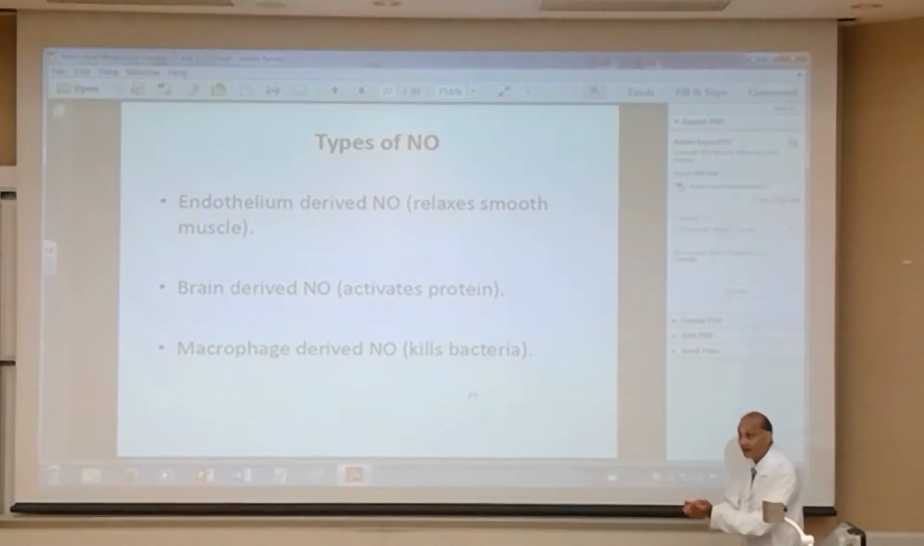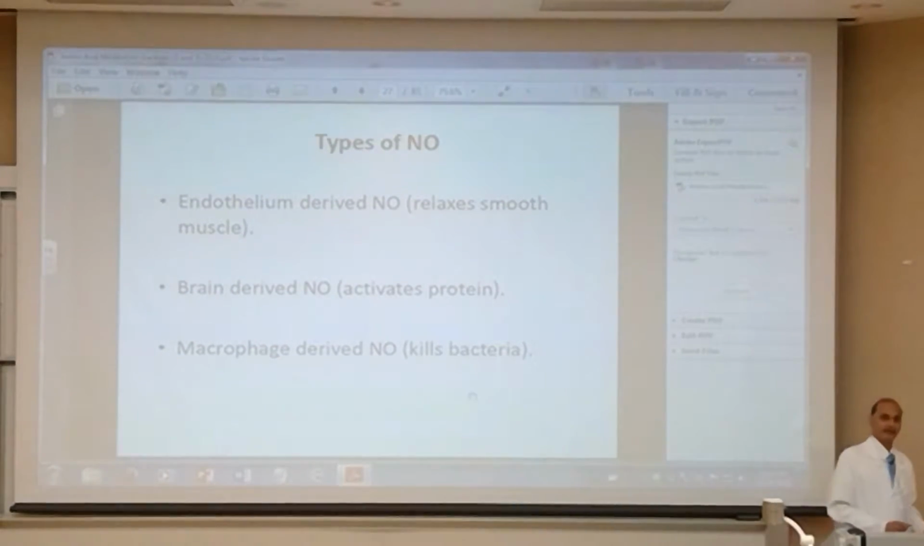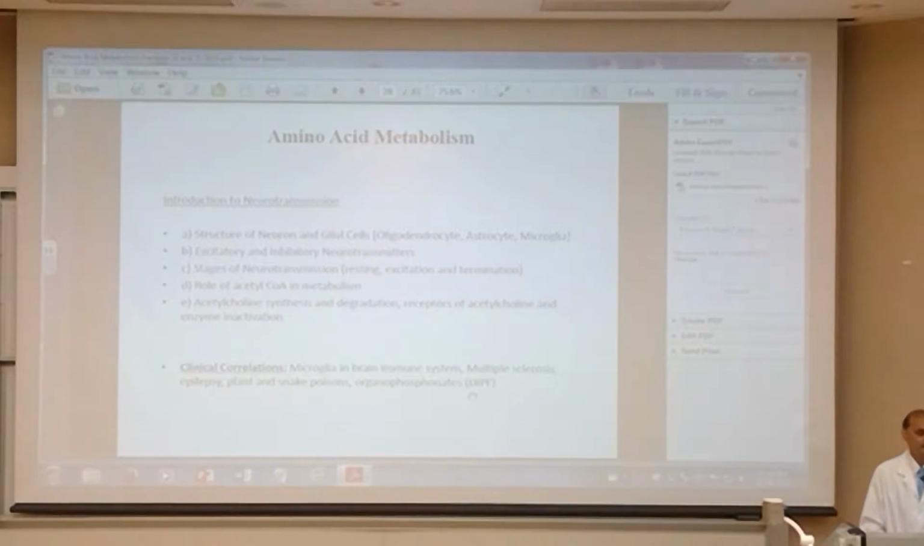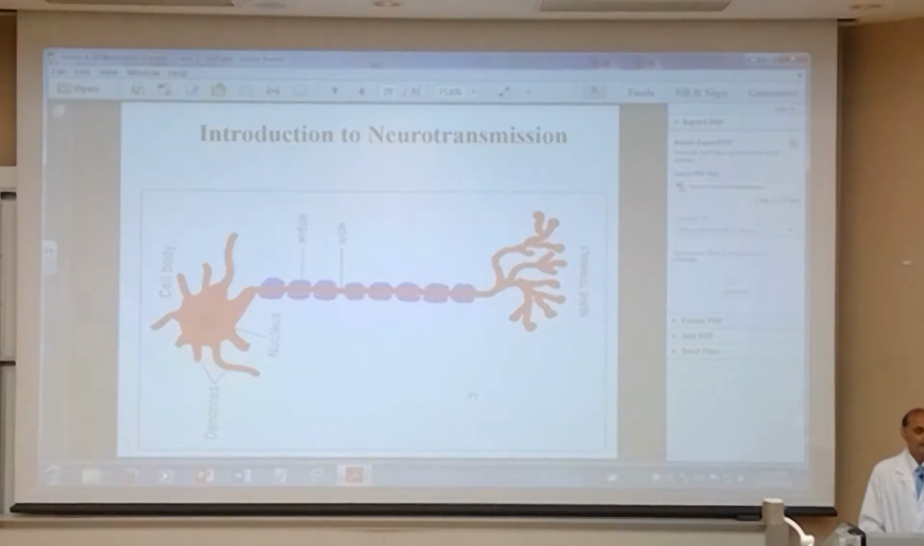Macrophages, once they engulf the pathogenic bacterium, in order to get rid of the engulfed bacterium, you would basically use nitric oxide to kill the bacteria, pathogenic bacteria. Very important. Amino acid metabolism we continued on.